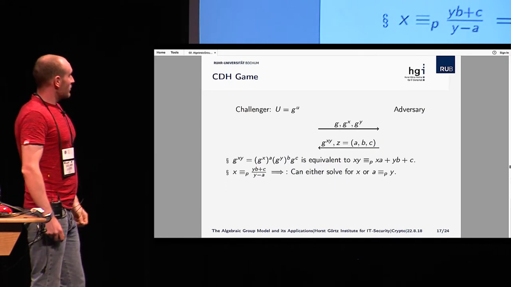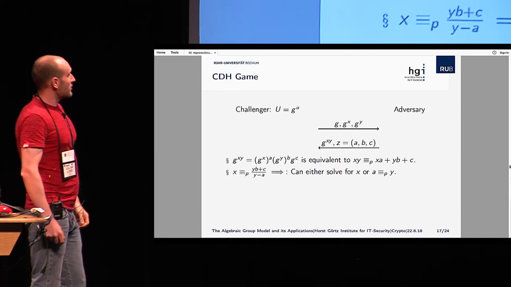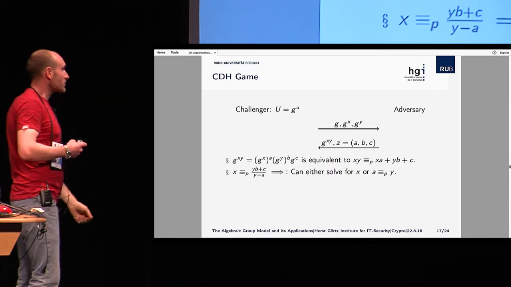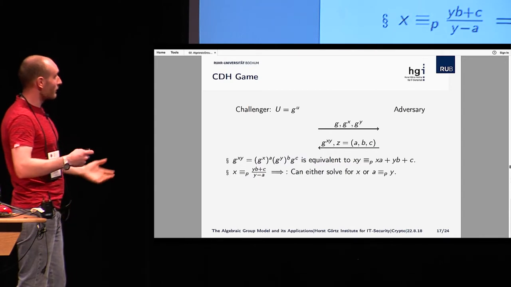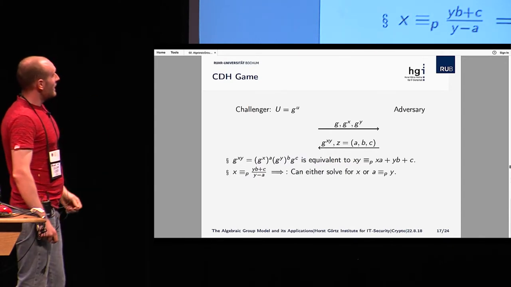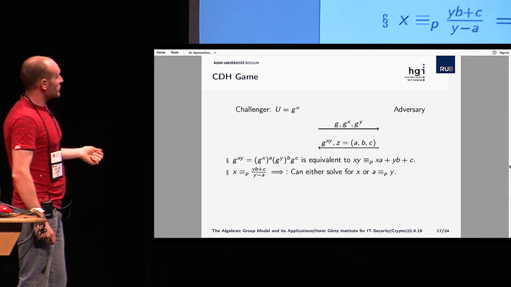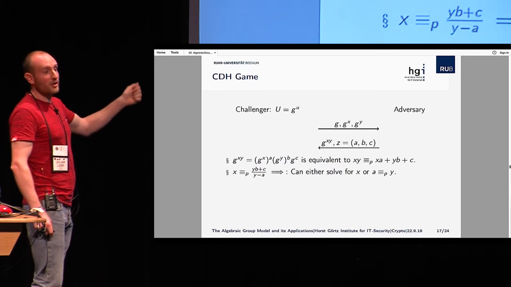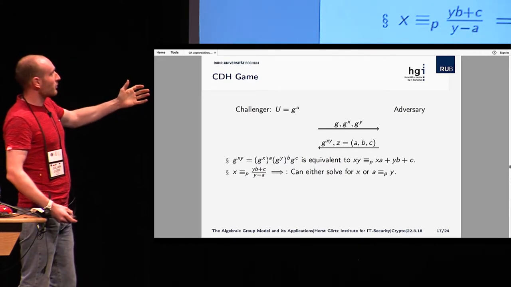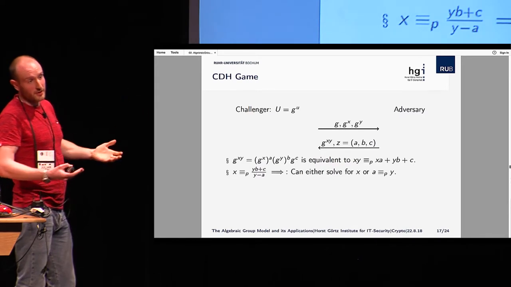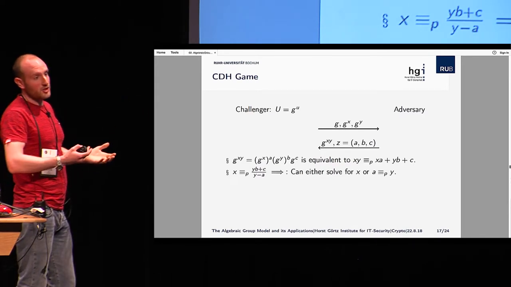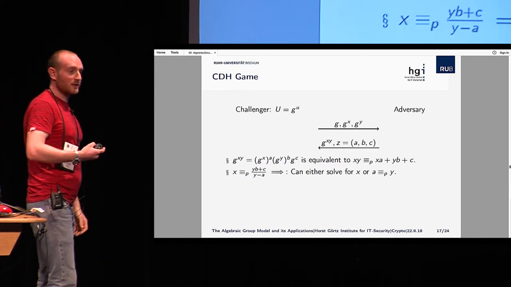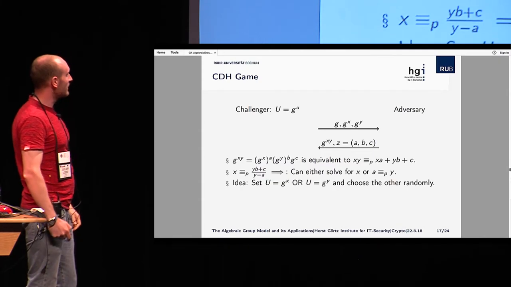So we can always solve this equation for x unless the adversary manages to set y equal to a. Then we get a zero in the denominator, and we cannot solve this. So the idea for the discrete logarithm solver is to do the following. It will take its discrete logarithm challenge u, and with probability 1/2, it will hide it either into g^x or into g^y. And the trick is, of course, that the adversary on the right side doesn't see the difference, because the discrete logarithm solver can just choose the other element uniformly at random, and these distributions will look totally identical. Okay, so that's the idea.